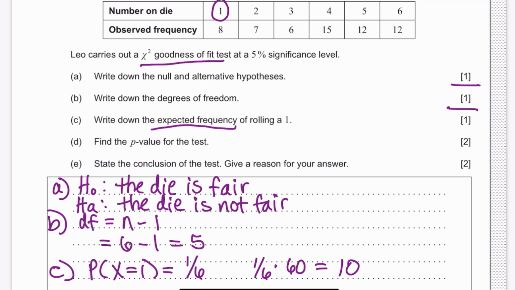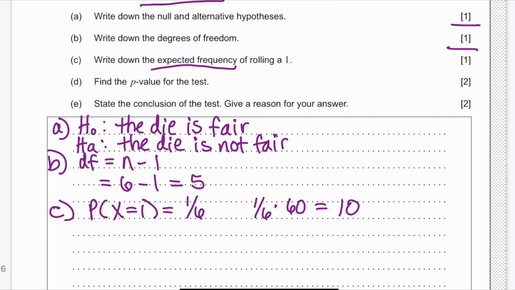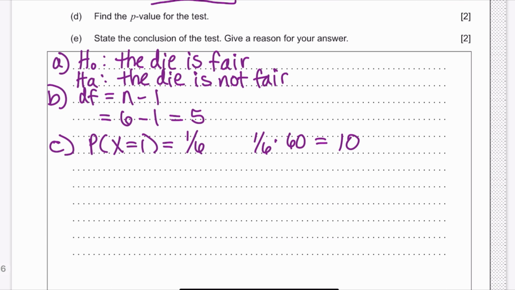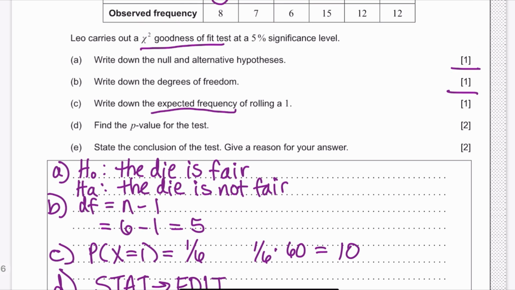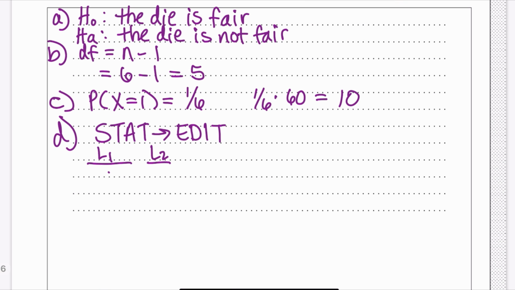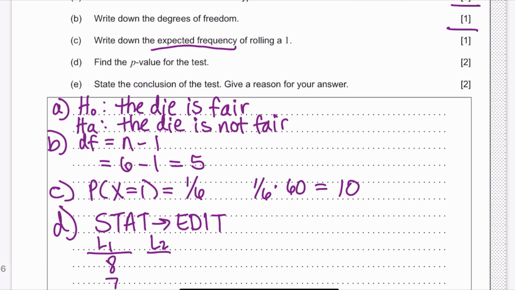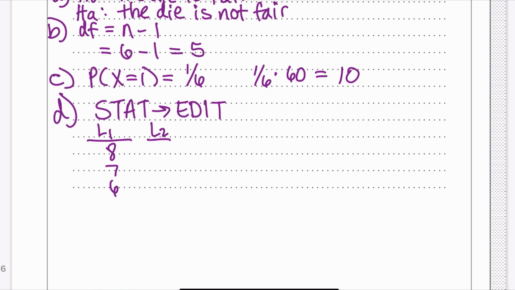For part D, to find the value for the test, this is where you're going to have to go to your calculator. You're going to go to Stat, Edit, and this is not something you would actually write on the exam. I'm writing it for you so that you know where to go on the calculator. Under list 1, you're going to list the observed frequencies, which are the numbers 8, 7, 6, 15, 12, and 12.